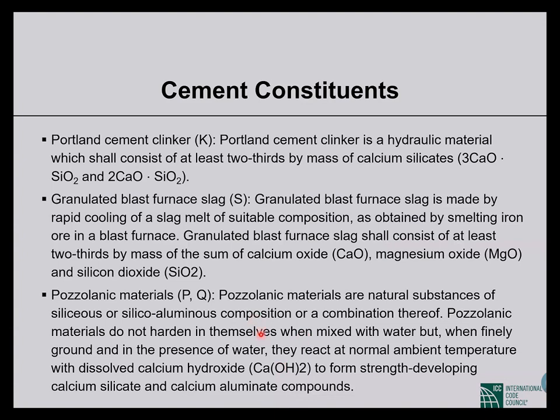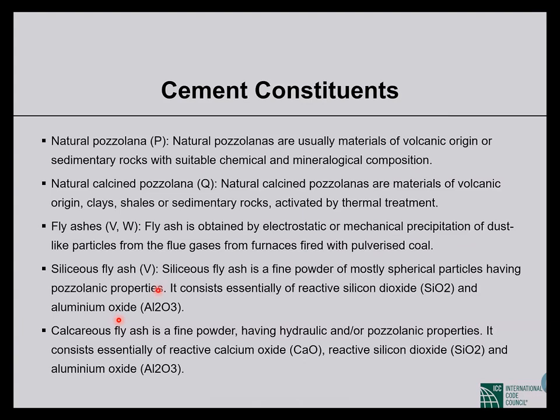So pozzolanic materials are mixed with cement to substitute some amount of clinker, because clinker is expensive. Pozzolanic materials in many cases are very cheap. So to reduce the price, at the same time without compromising the strength, these pozzolanic materials can produce more environment friendly cement. Among the pozzolanic materials, there are natural pozzolanas, which are naturally available from volcanic origin. There are some natural calcined pozzolana, which require some thermal treatment for production. They're also from volcanic origin.